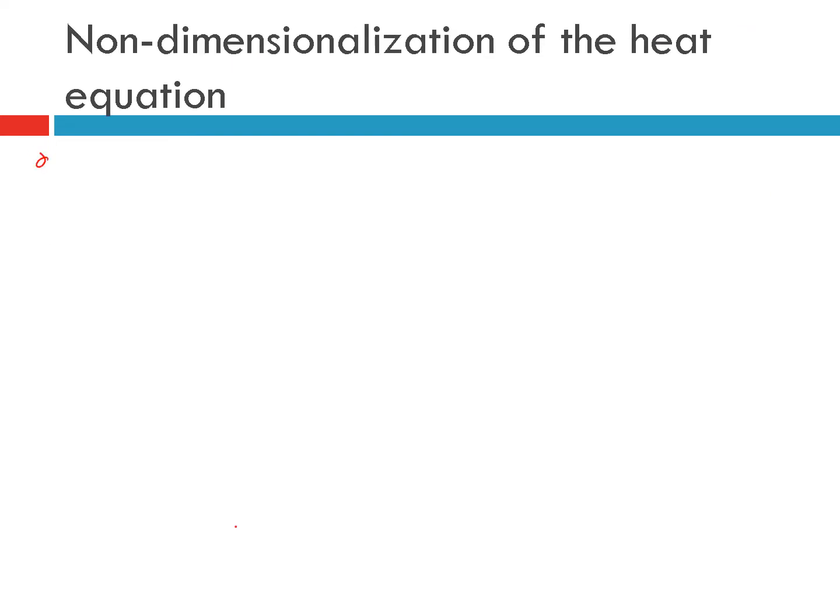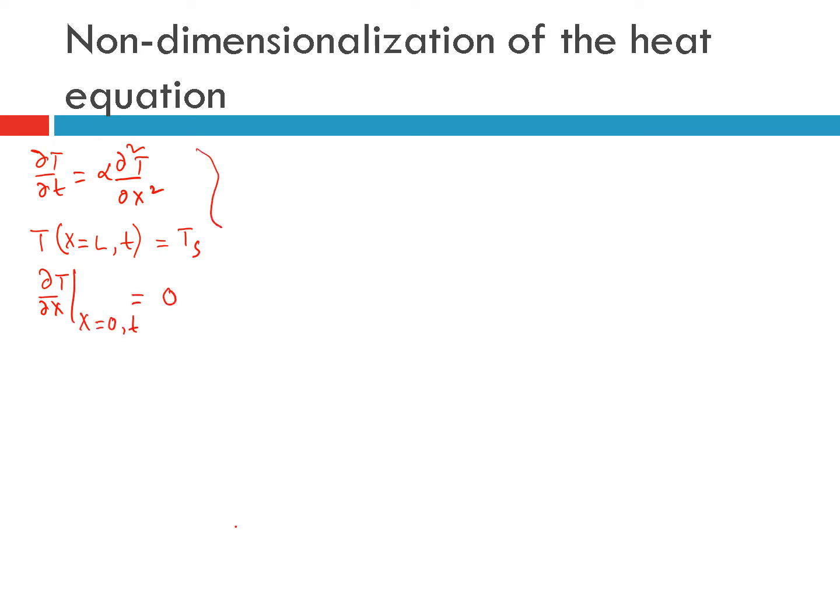So the governing equation and the boundary conditions: T at x equal to L at all times is equal to Ts, and del T del x at x equal to 0 for all t is equal to 0. These governing equation and boundary conditions are going to be non-dimensionalized now to have insight into the process and also to be able to solve them.